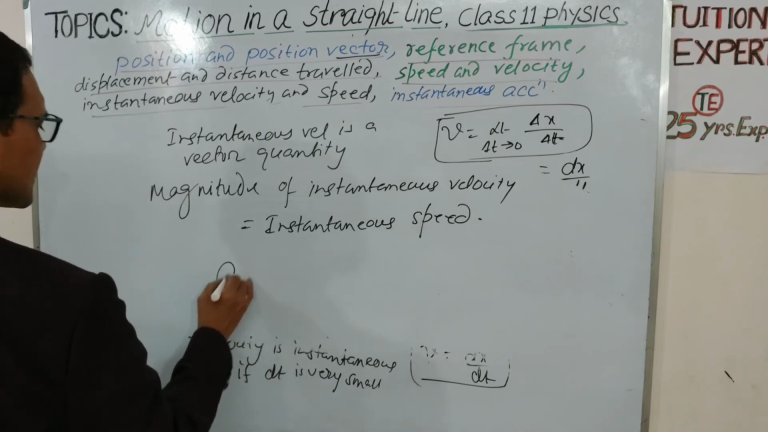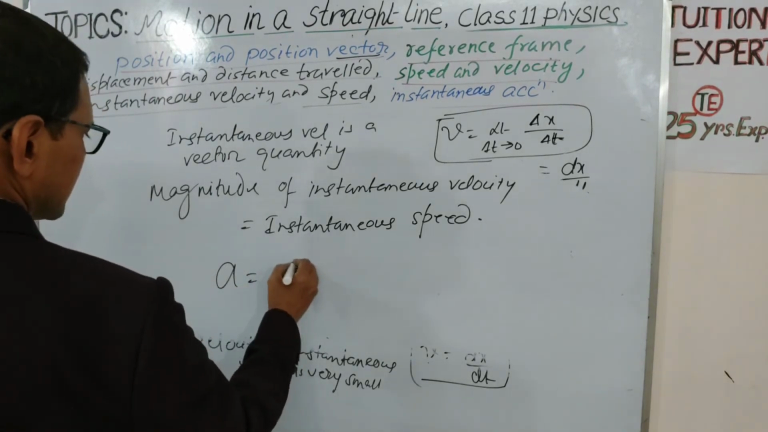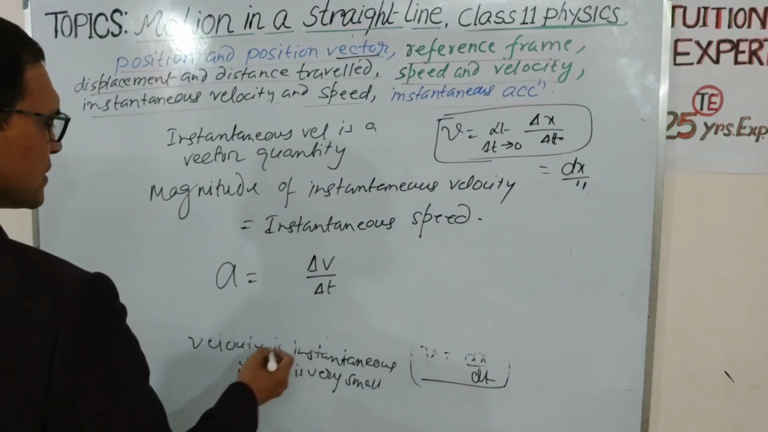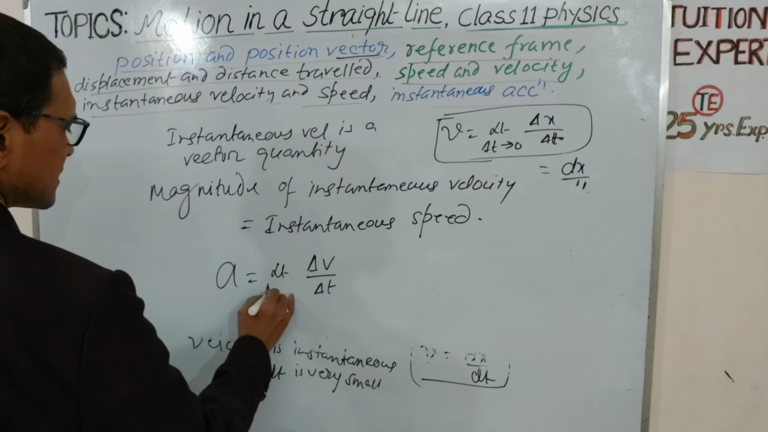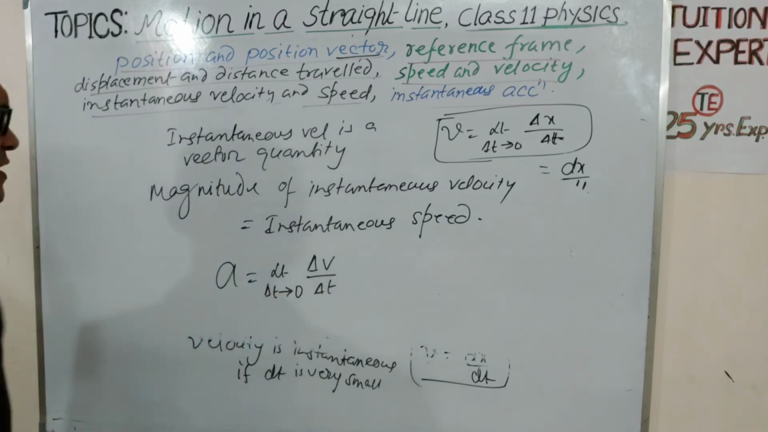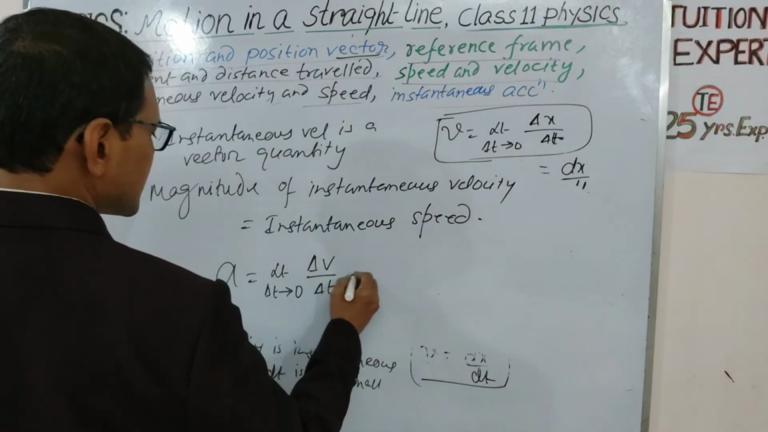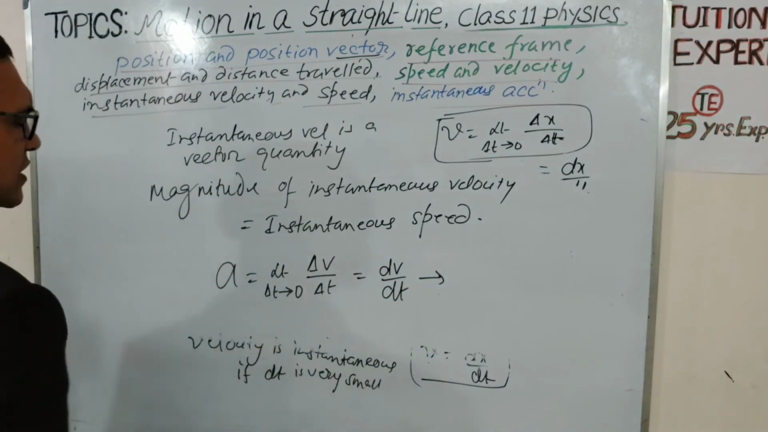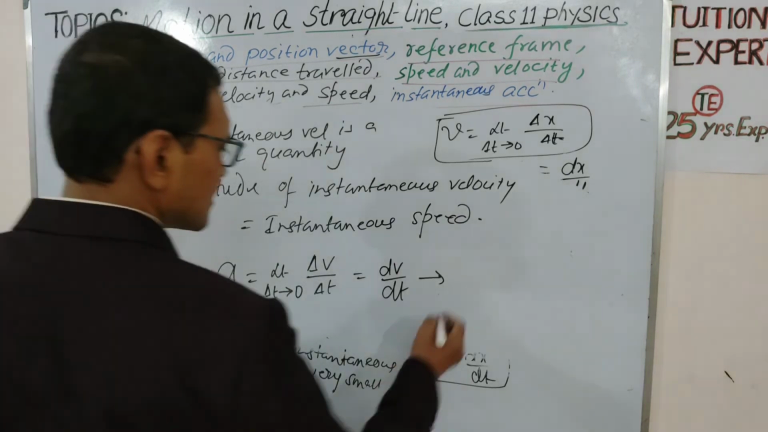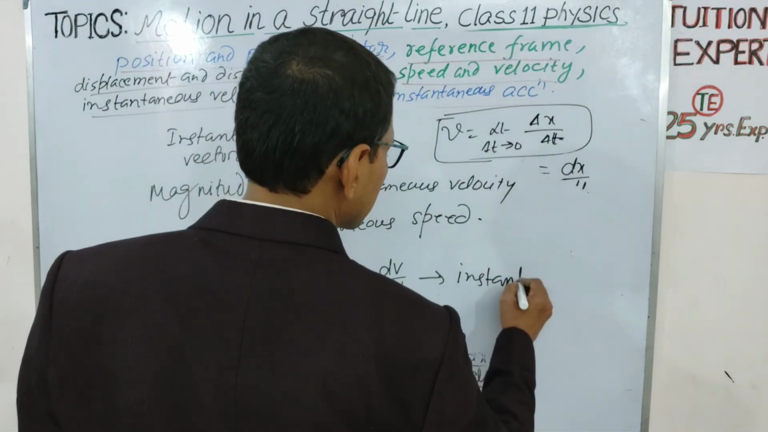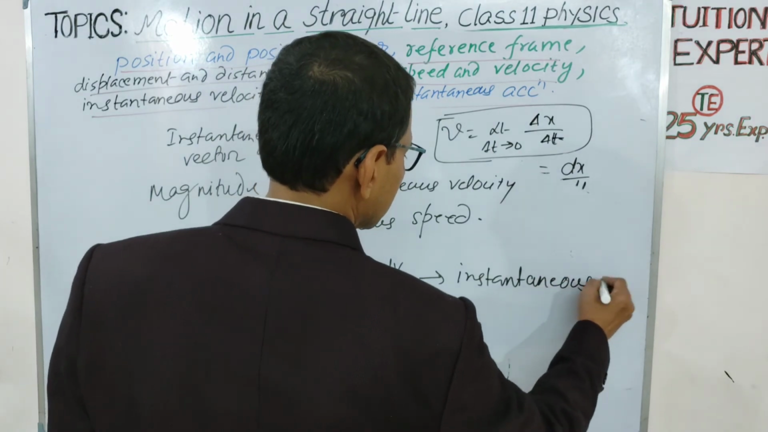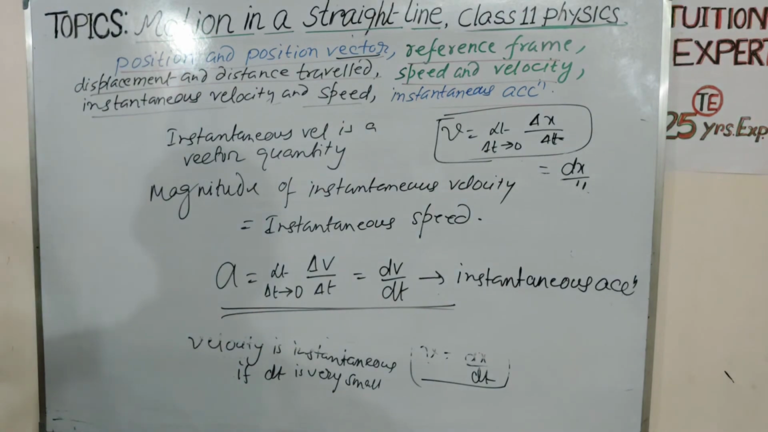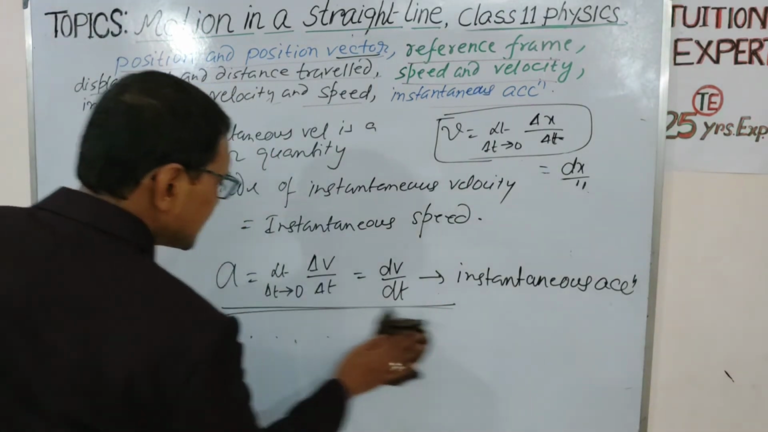Similarly, acceleration equal to del v by del t, meaning in time interval del t the change of velocity is del v. If we take the time gap very small, then it is called instantaneous acceleration. Now a equal to dv by dt.